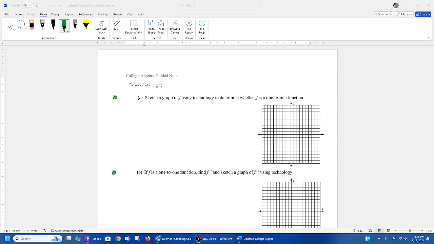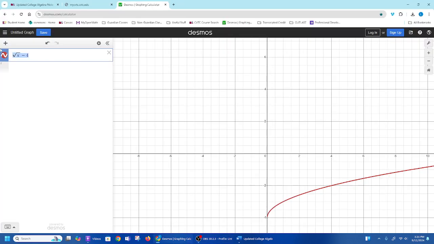Here's our last example. It's on page 37. We want f of x to equal x over x minus 2. We're going to sketch a graph using technology and determine whether it's 1-to-1. X over x minus 2.